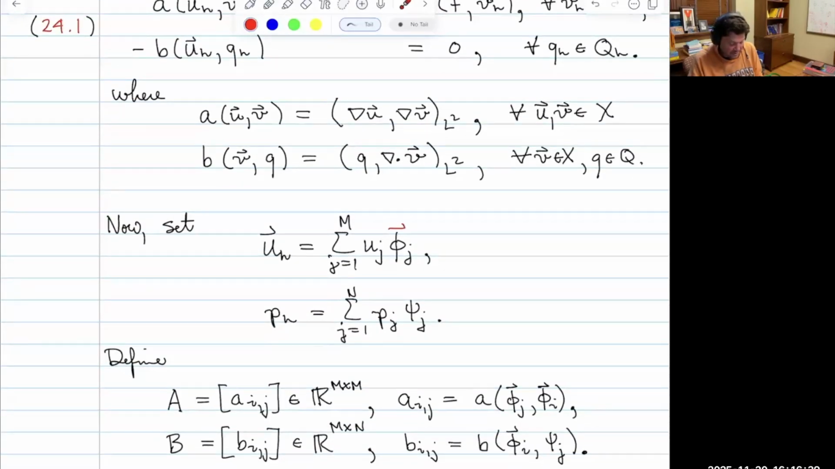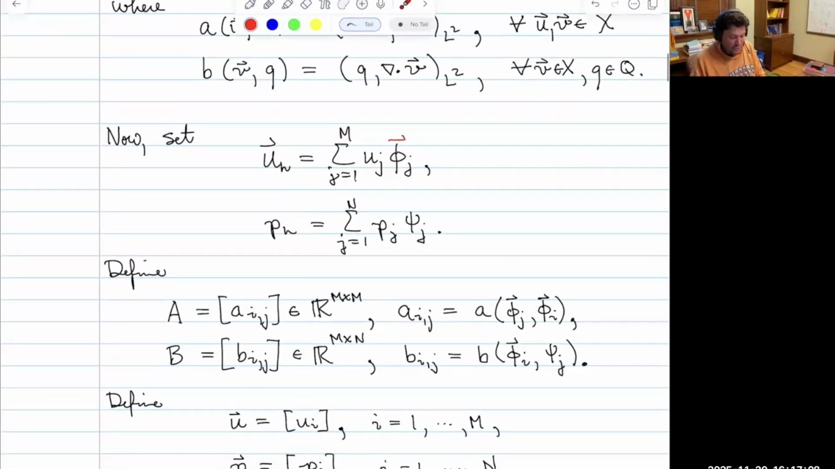The coefficients for this basis expansion for the velocity are U1 up to UM, and for the pressure, P1 up to Pn. Okay, those are the coordinates of the function in the basis expansion, right? These are also called the coordinates of the function in the basis expansion, the respective bases in this case.